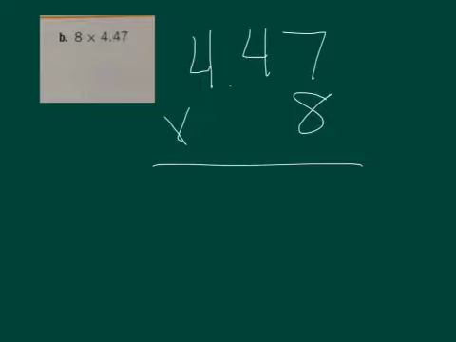So going through this problem, I'm going to now multiply. 8 times 7 is 56. So I'm going to put the 6 down, carry the 5. 8 times 4 is 32. Add 5, you get 37. Put down the 7, carry the 3. And once again, we have 8 times 4, which is 32, plus 3 is 35.